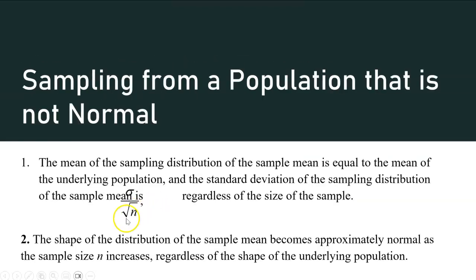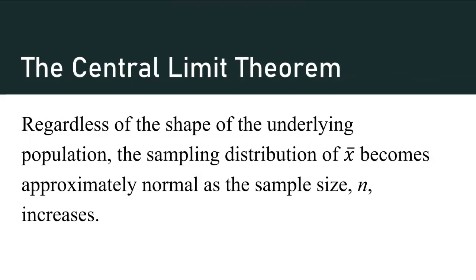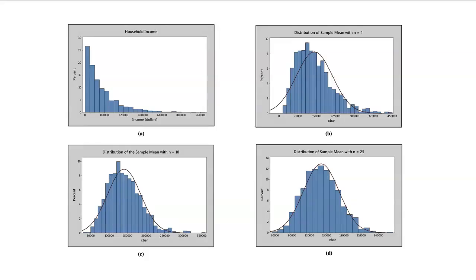Let me go back. And then number 2, the shape of the distribution of the sample mean becomes approximately normal as the sample size n increases regardless of the shape of the underlying population. So if your population is not normal, then your sampling distribution may not be normal, but you can make it normal by increasing your sample size, all right? And that leads us to the central limit theorem. And the central limit theorem says regardless of the shape of the underlying population, the sampling distribution of X bar becomes approximately normal as the sample size n increases, all right? So it may not be normal, but if you increase the size of n, you can make it approximately normal, all right?